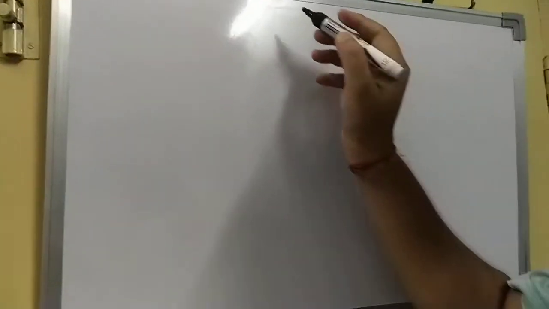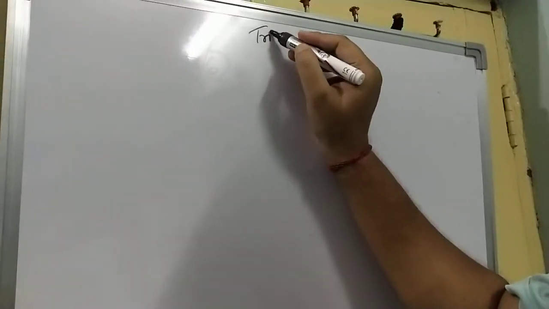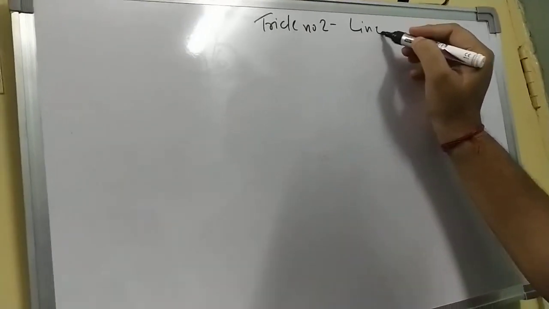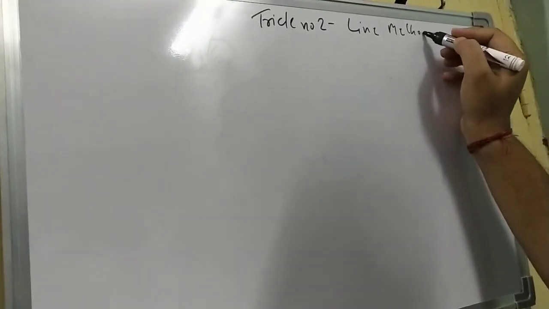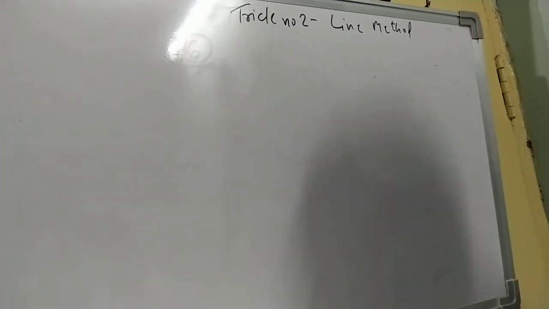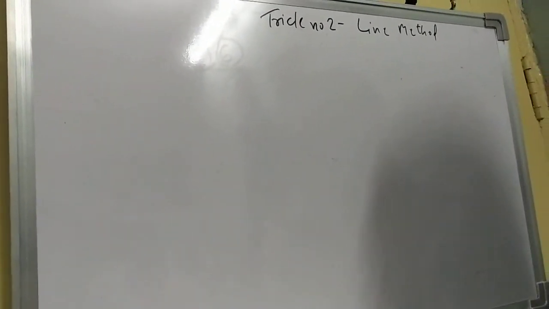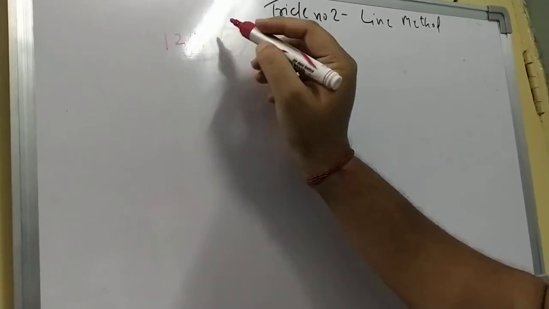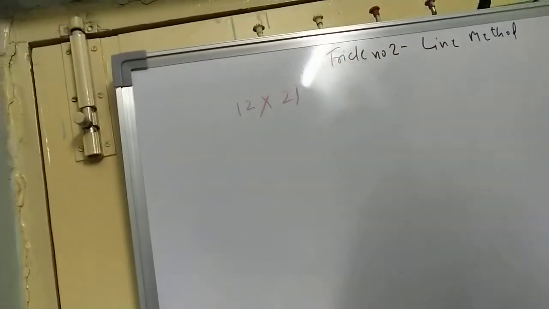So let's begin with our trick number 2. And the name of the trick is line method, which is also known as the Japanese method of multiplying two two-digit numbers. So let's begin. Let us take a small example. Suppose 12 into 21.